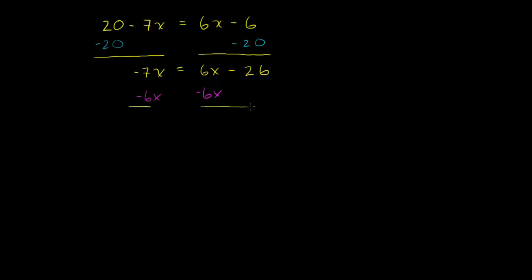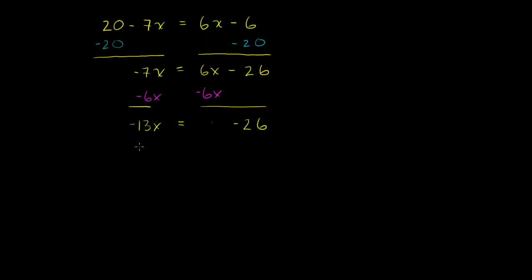The left-hand side, negative 7x minus 6x, that's negative 13x. Right? It's negative 7 of something minus another 6 of that something is going to be negative 13 of that something. And that is going to be equal to 6x minus 6x. That cancels out. That was the whole point behind subtracting 6x. And then we have just a negative 26 or minus 26, depending on how you want to view it. So just negative 13x is equal to negative 26.